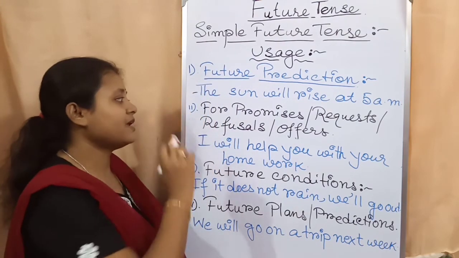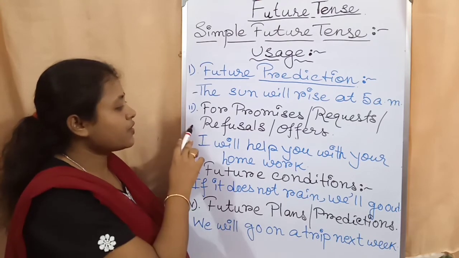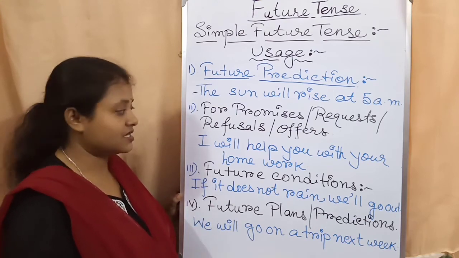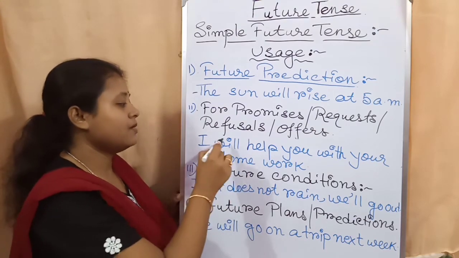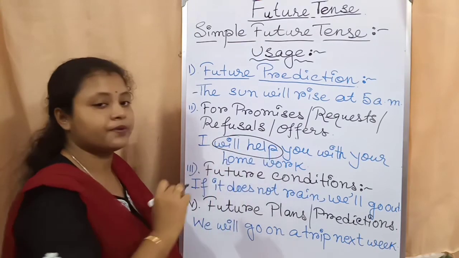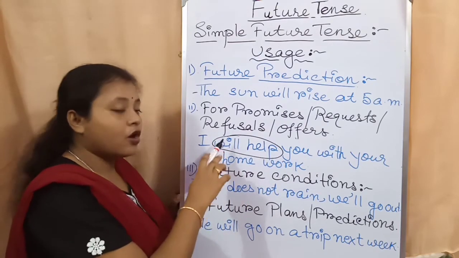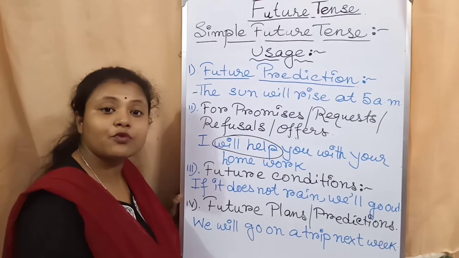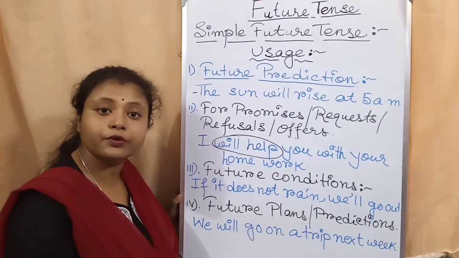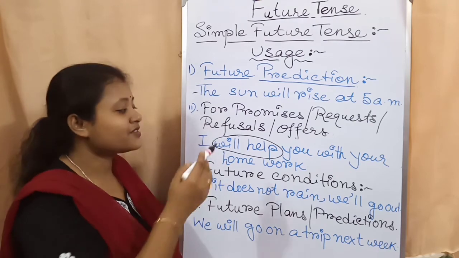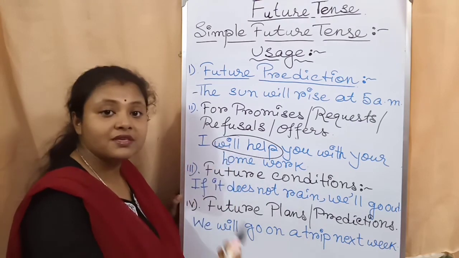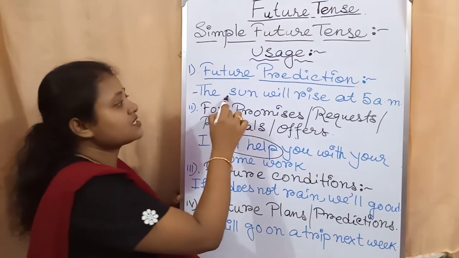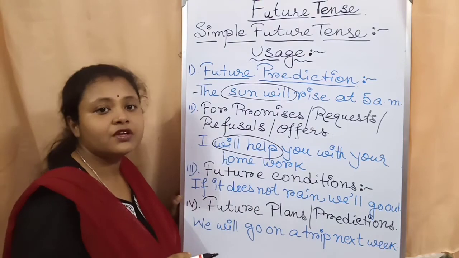Now come to the second point. For promises, requests, refusals and offers, we can use simple future tense. Example, I will help you. So here I have used the simple future tense. Why? Because I am promising someone that I will help you. I definitely will help you, if you need my help. So that is why I have used simple future tense here for promising. Understood? The sun will rise is also an example of simple future tense.